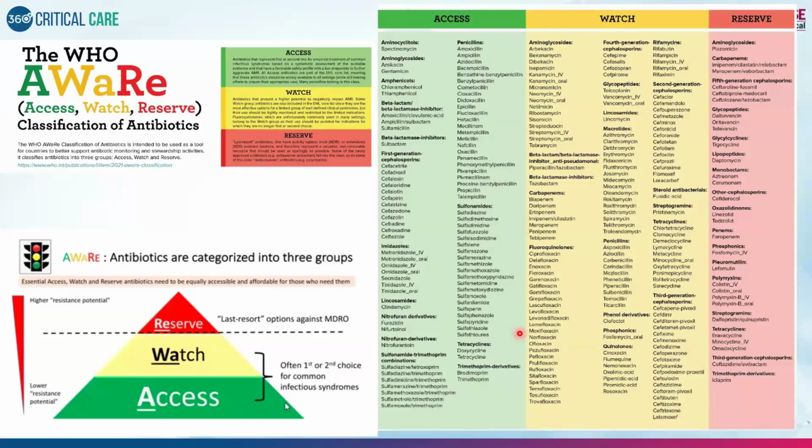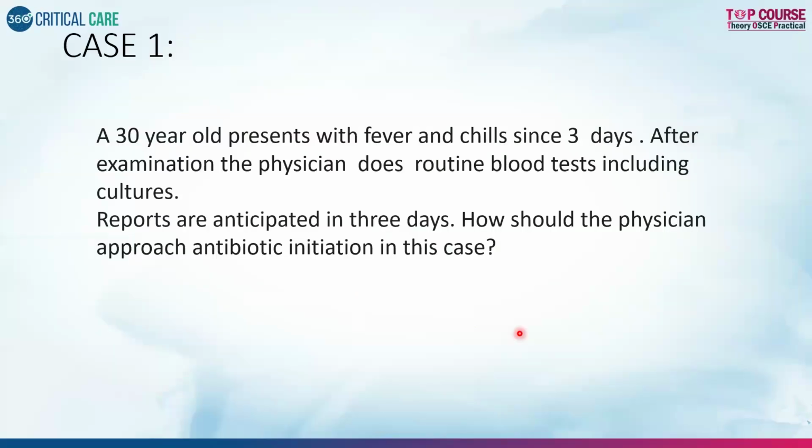So your carbapenems, your glycopeptides, your monobactams, all of this, and even newer combinations like ceftazidime-avibactam, all of them come under the reserve group, especially because of the increasing antimicrobial resistance. So if they ask you, are you aware of the WHO classification of antibiotics, this is what you need to tell. They are categorized as access, watch, and reserve. This is the WHO classification. Okay, so let us go to a few examples.